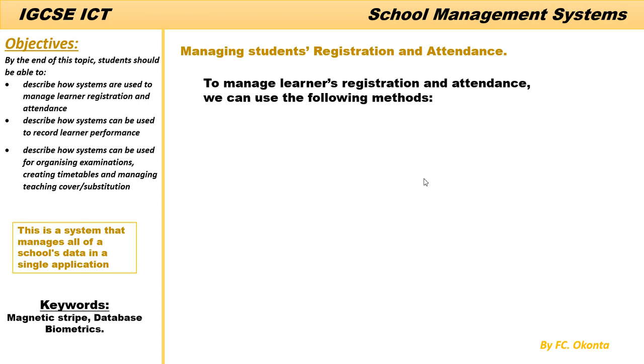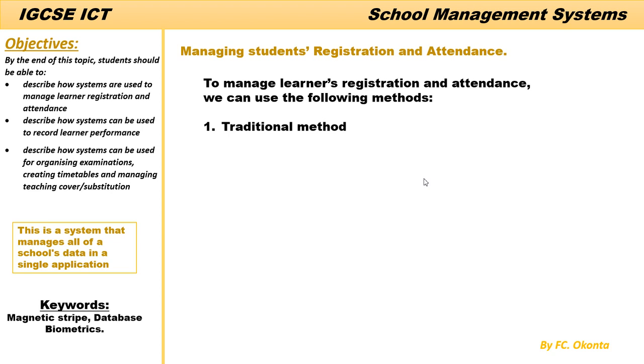The first use is managing student registration and attendance. To manage learners' registration and attendance, we can use the following methods. I want you to understand this first before we look at the way the school management system can be used. Ordinarily, in a school, registration of students means taking attendance. When students come into school, you take attendance, you register them and make sure that the attendance is taken week in, week out. That is always done.